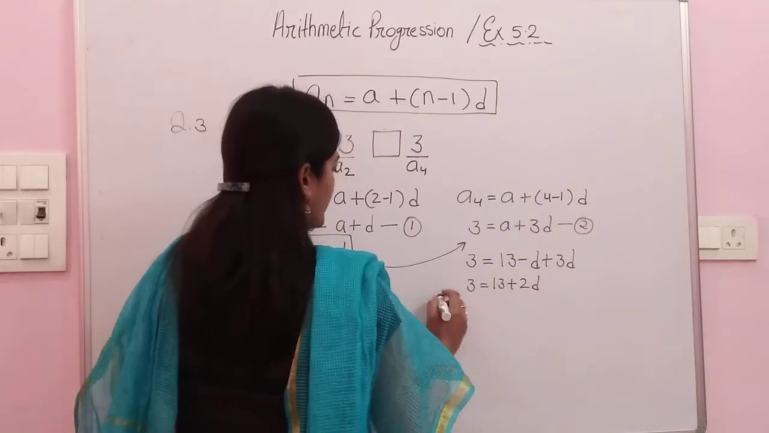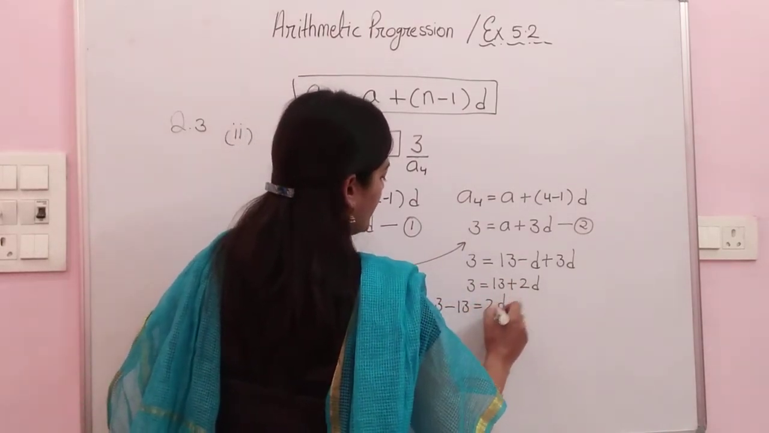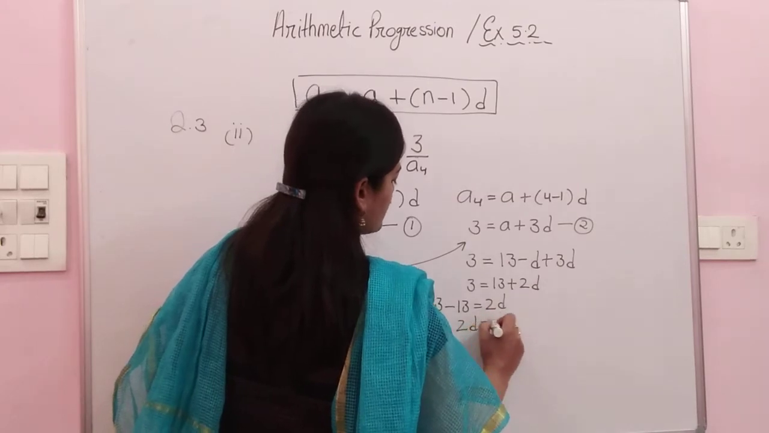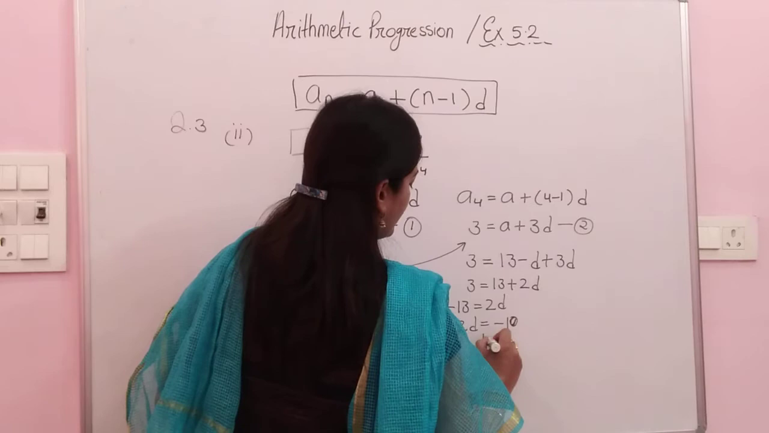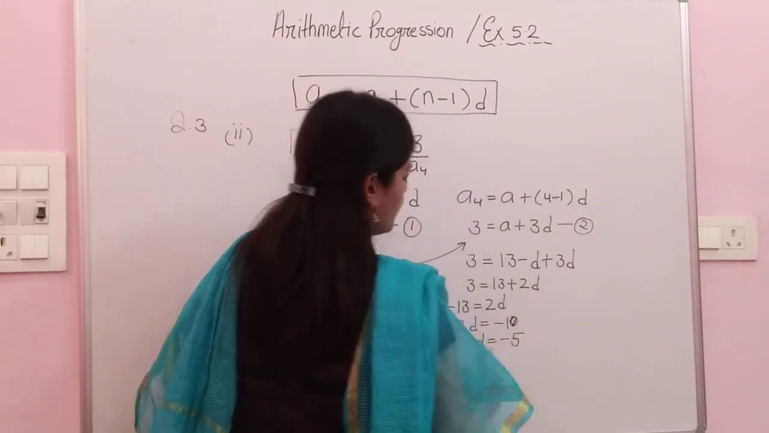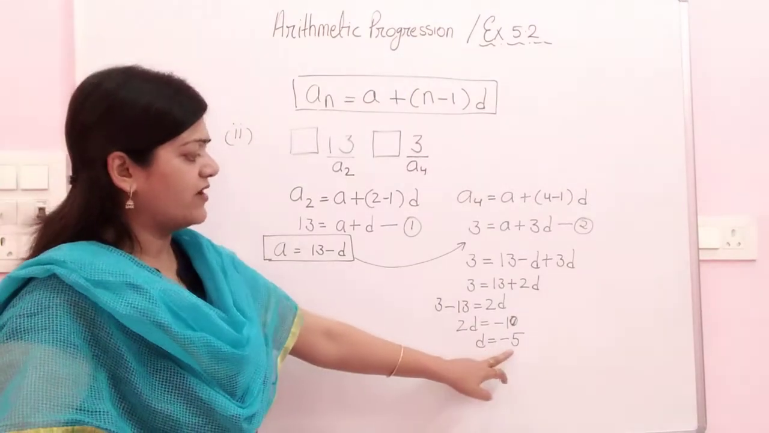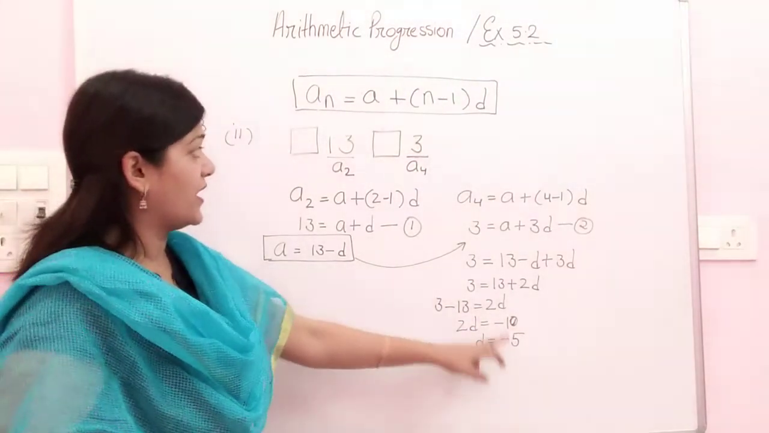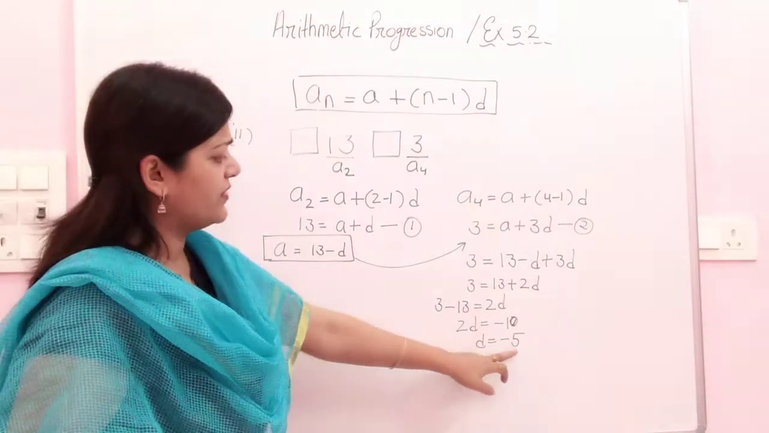13 transposed from here to here will become negative. 2D is equal to minus 12 minus 10, and the value of D will become minus 5. Okay. By using this method you can find the value of D, minus 5. So minus 5 means your value of D is minus 5.